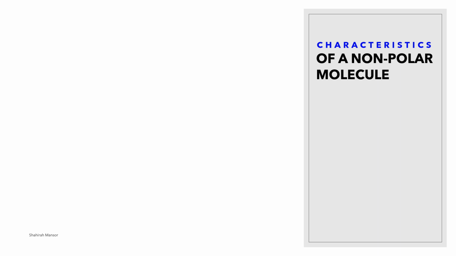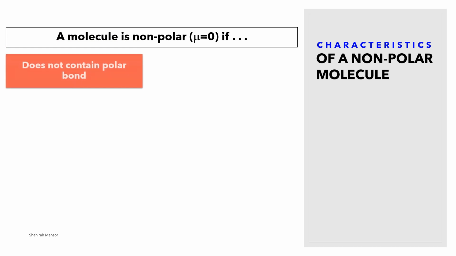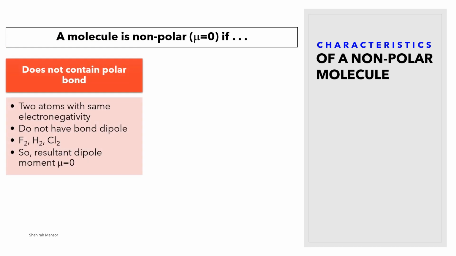Characteristic of a nonpolar molecule. A molecule is nonpolar, mu 0, if it does not contain polar bond. For example, in this Br2, okay, this molecule is formed daripada combination of two same atoms. Okay, and they are connected by the single covalent bonding. So since atoms ini adalah sama, maka there will be no difference in electronegativity between them. So this bond is said to have no bond dipole. Okay, tiada bond dipole. So bond ini adalah non-polar bonding.